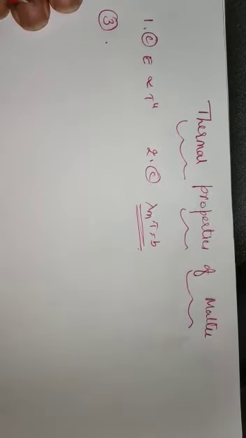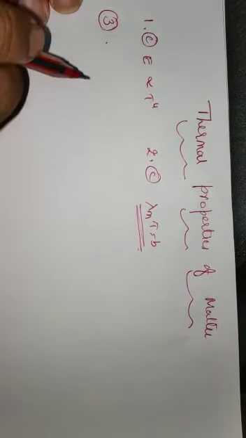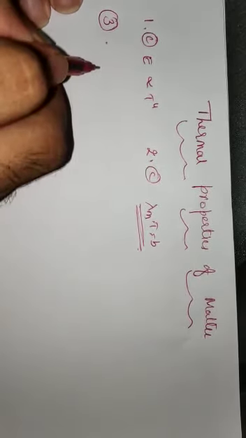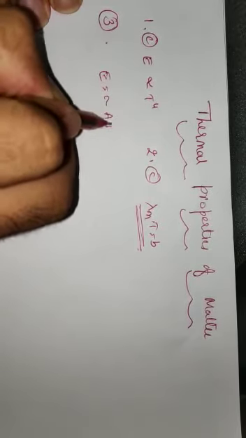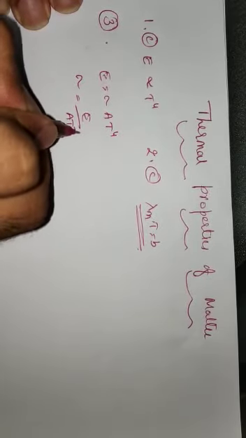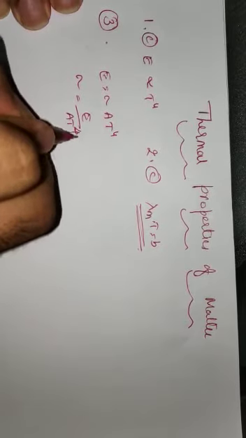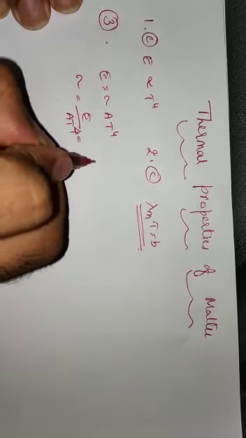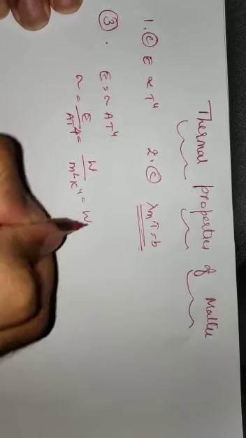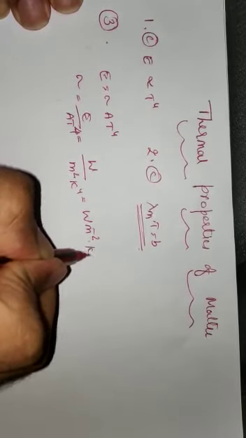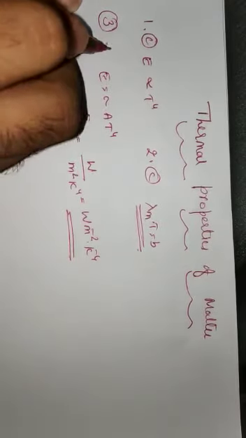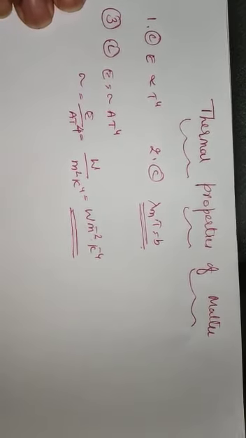Third question, my dear students, the unit of Stefan constant is. According to the Stefan-Boltzmann law, I can say that E is equal to sigma A into T to the power 4. So sigma is required: E divided by A into T to the power 4. Energy is watt, area is meter square, temperature is K to the power 4. So the unit is watt per meter square per Kelvin to the power 4. Option C is correct for the third question.